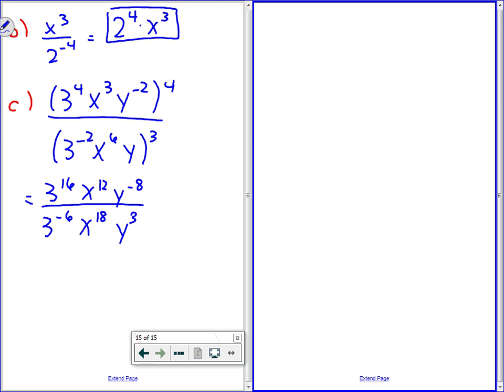Cassie, go ahead. 3 to the 22. Now she got that from 16 minus negative 6, right? So let me write that out for you if you need me to. Okay. So 16 minus negative 6.